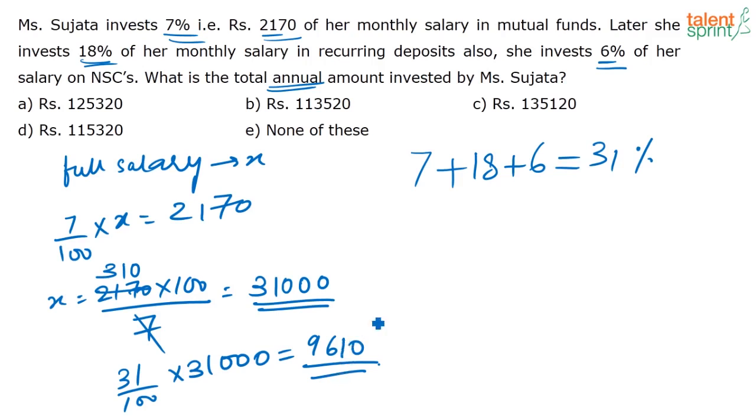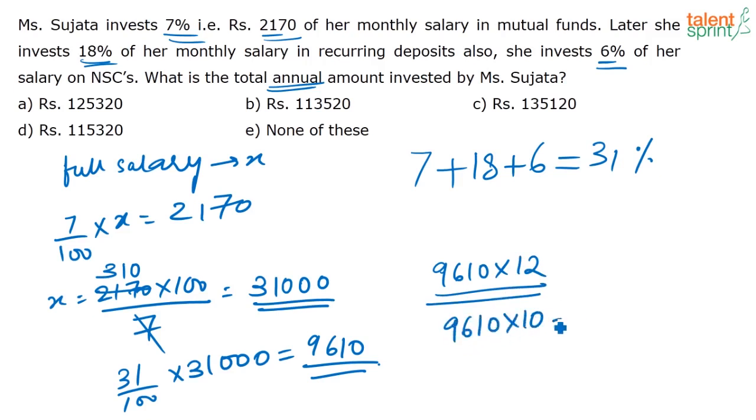So, what is going to be her annual investment? It is nothing but 9610 into 12. See, to calculate this 9610 into 12, one thing that you can do is, we know what is 9610 into 10, correct? So, that we know is 96100. Then you just do 9610 into 2. So, if you add these answers, you will get the answer faster.